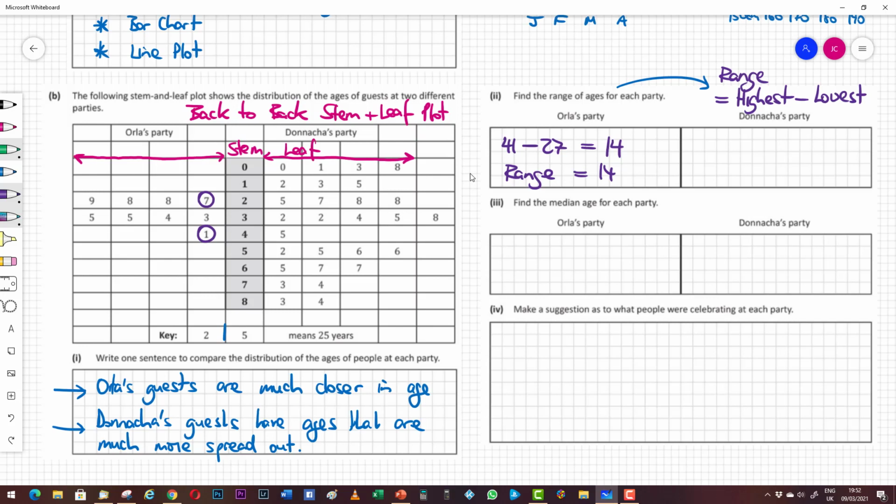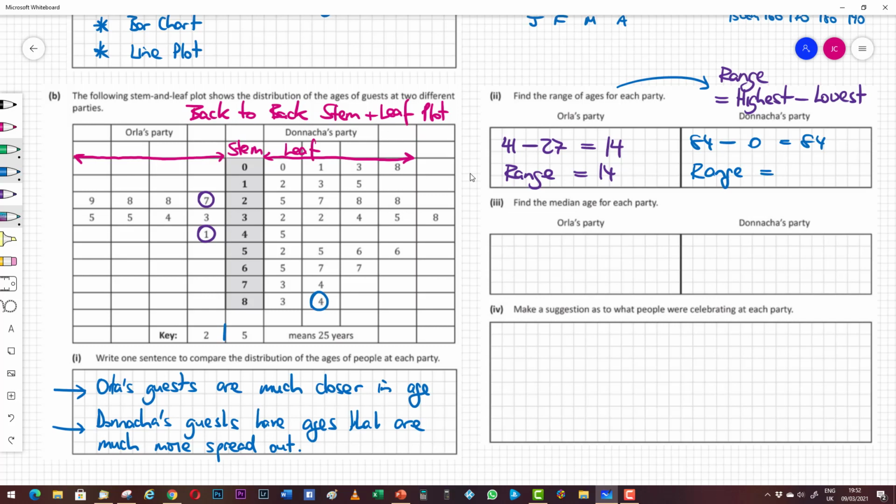Okay, what about Donica's party? So we've already said that at Donica's party they're much more spread out, and the range is a measure of spread. It measures how spread out things are. And so if we look at Donica's party, the oldest person is 84, minus the youngest person. The lowest age is actually 0, so we have a newborn, and so the range of ages is 84.